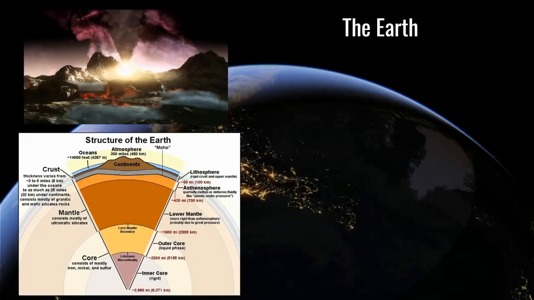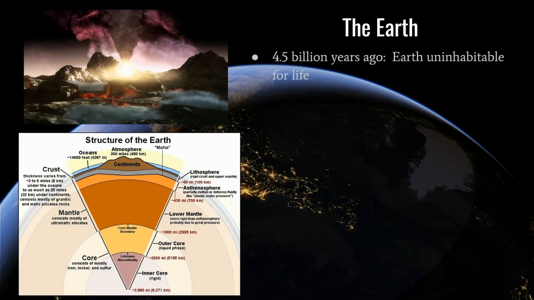Now let's look specifically into what the Earth looks like. About 4.5 billion years ago, when the Earth was formed, it was uninhabitable for life in general. Now, had there been life on Earth, there would have been a few things that would have made it incredibly difficult. Number one, Earth was basically molten lava. So it was incredibly hot, and you would not have been able to really move around Earth at all.